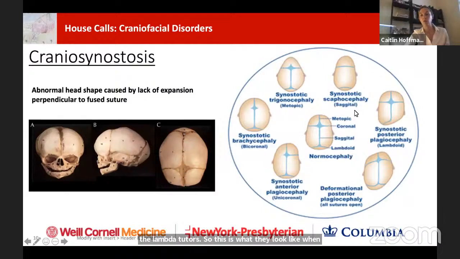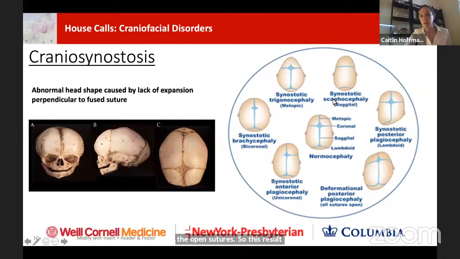And this image to the right demonstrates the compensation that we see when they are pathologically or prematurely closed. That premature closure therefore limits the growth of the skull perpendicular to that fusion. Therefore, the brain is looking for alternate areas to grow, and it uses the rest of the open sutures. So this results in very characteristic head shapes.